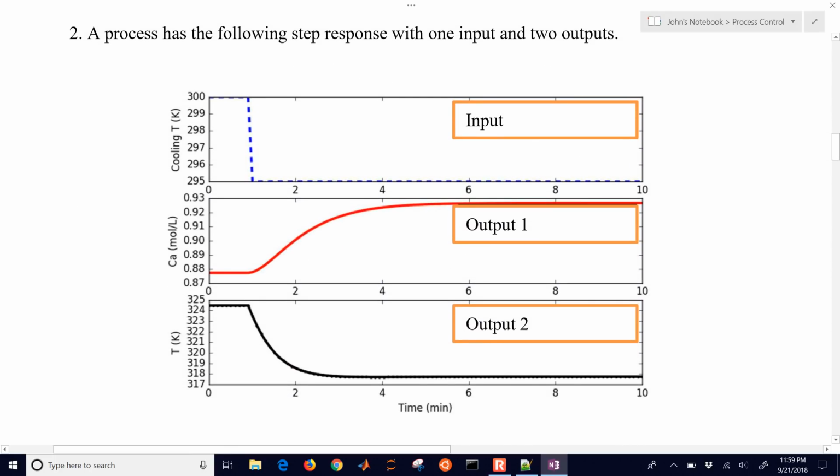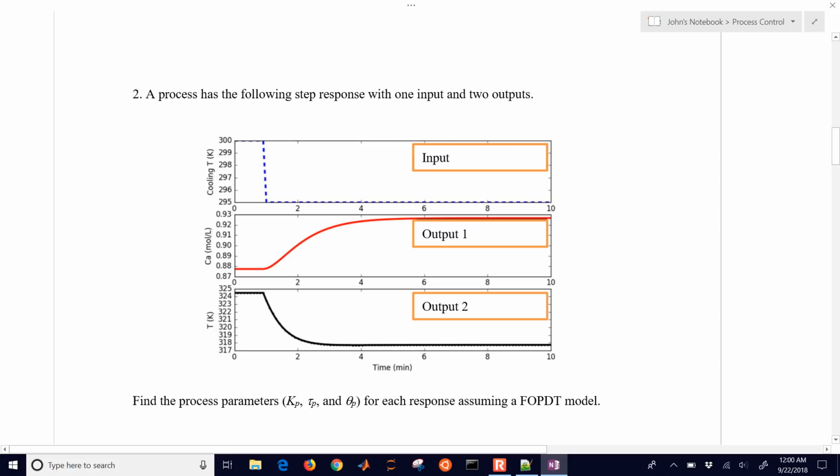Process has the following step response with 1 input and 2 outputs. We want to try to come up with a first order plus dead time model for each of these. We have 3 parameters on those. You have KP, tau p, and theta p for each of those. So let's just consider this first one right here.